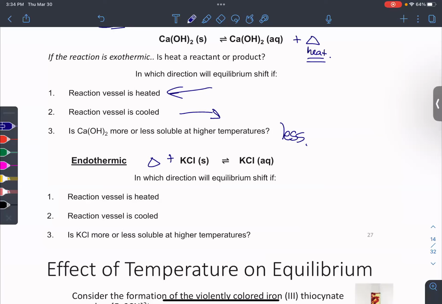So let's review a little bit. If this was coffee cup calorimetry, which way should your thermometer go? Down, yes, because it absorbs heat. All right, so it's going to go down. So it gets colder.